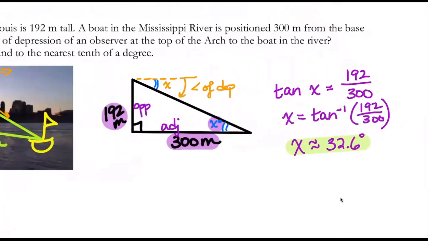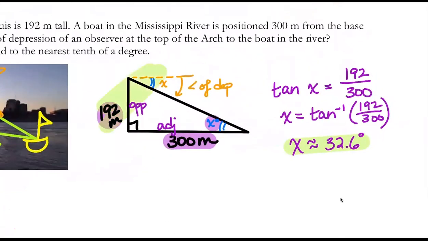Again, we want to see a diagram that's labeled. We want to see the trig equation you're going to start with. We want to see what you're going to type in the calculator, and then we want to see your final answer rounded correctly with a label. Rounded with the label, 32.6 degrees.